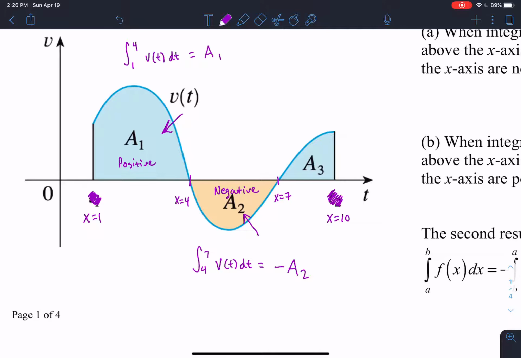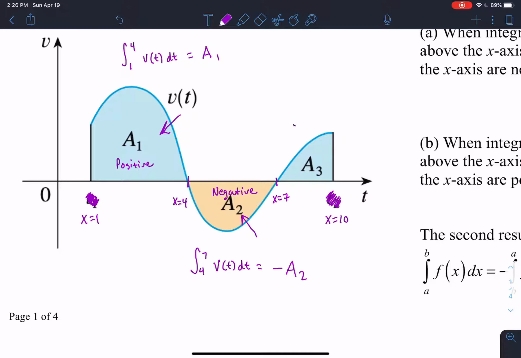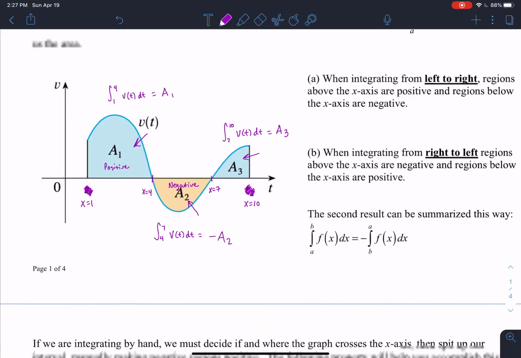And then this last one, say we were to do the area from 7 to 10 of v of t dt. Again, this space here from the axis to the curve is above the x-axis, so that means it is positive a sub 3. So when you go from left to right, things that are above the x-axis become positive. Things that are below represent negative. So you're losing part of your answer if you have space that's below the x-axis. You're taking it away.